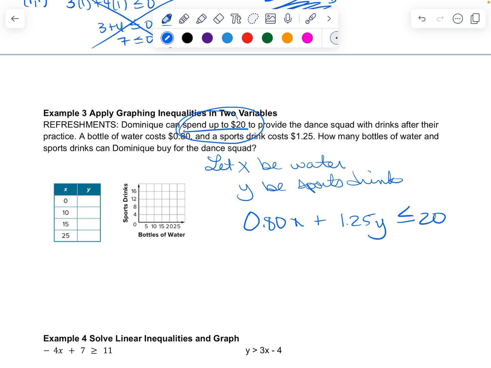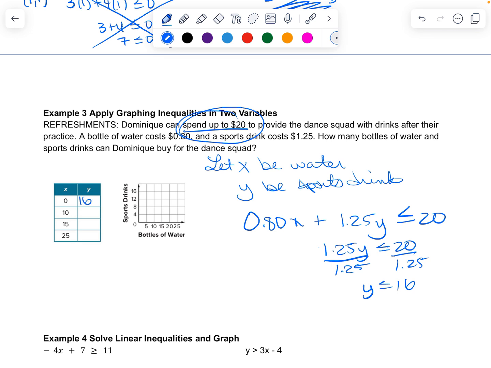So if I was to plug 0 in, we could just do it this way. If I was to plug 0 in for X, that would be 1.25Y is less than or equal to 20. And I need a calculator for that because I'm good with math, but come on. 20 divided by 1.25. 16. Definitely should have known that, but I didn't. So this is going to be 16.